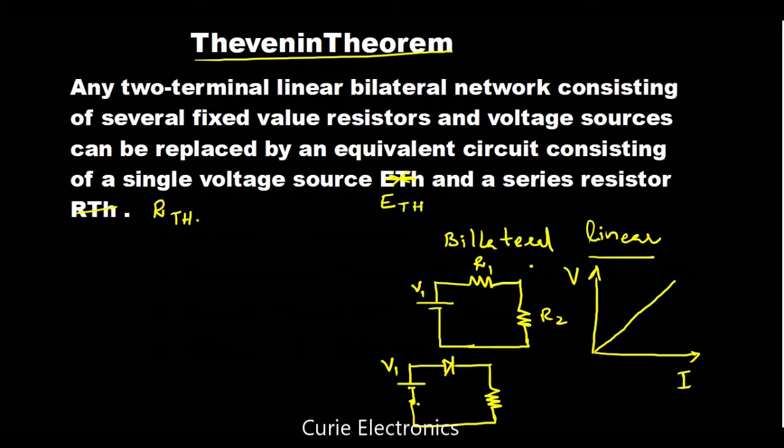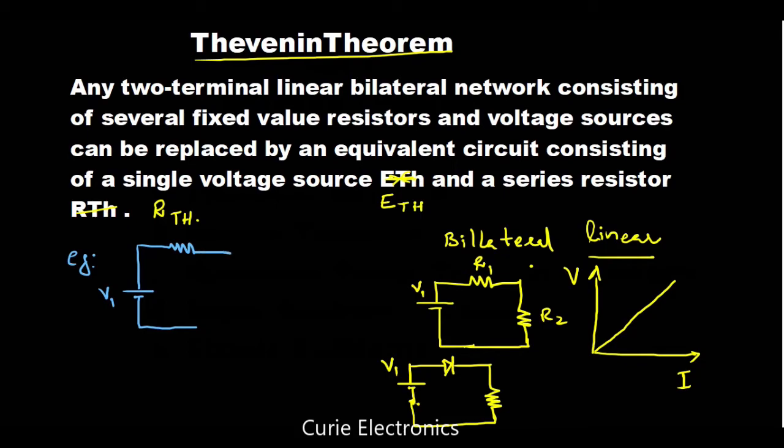Now, if they ask you in the exam, what is Thevenin's theorem? Then you have to write any two-terminal linear bilateral network consisting of several fixed value resistors. Now I'll draw an example circuit for you. Example. This is V1.